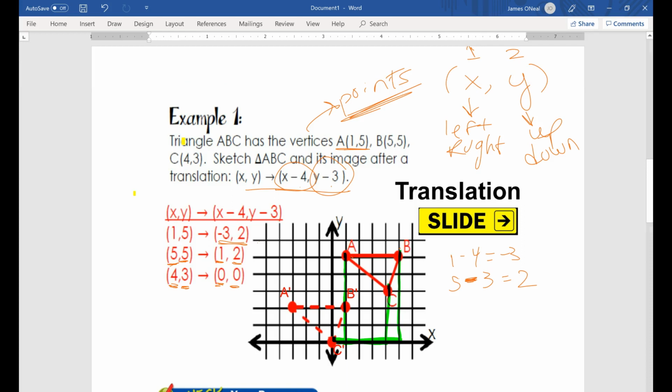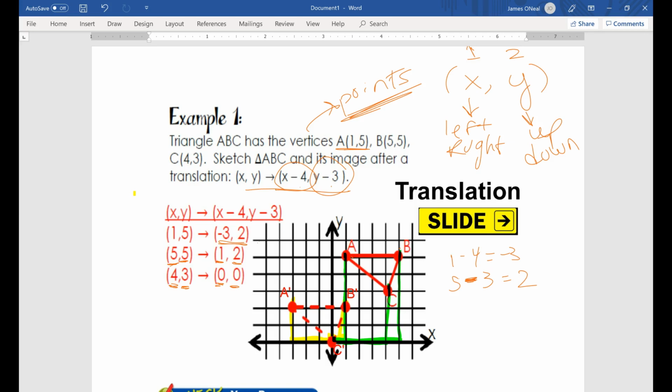Negative 3, 2. I start at the origin. I forgot to say that last time. Start at the origin, negative 3, go back 3, up 2. That's A prime. 1, 2: start at the origin, go over 1, and then up 2. That's B prime. And then 0, 0 is at the origin. It's right there, y'all. So this is basic math, and that's how you do this.